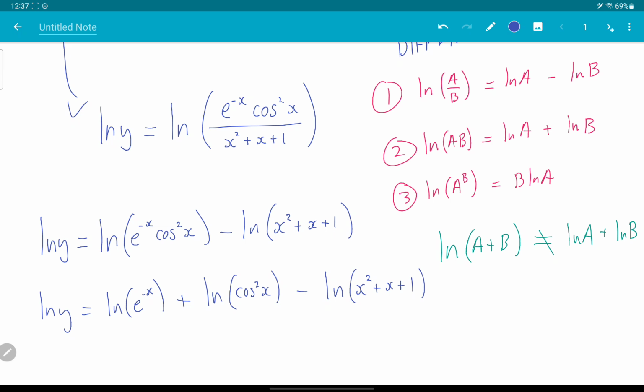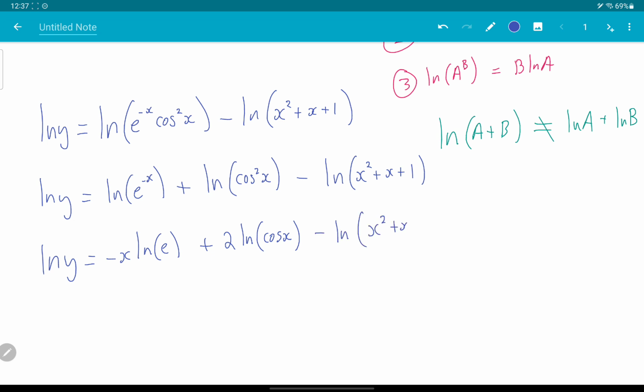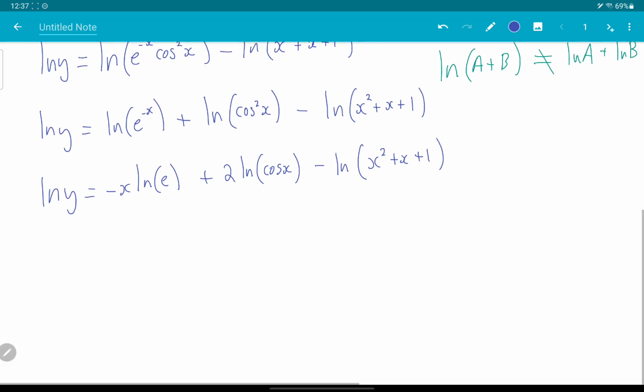Okay, next. Rule number 3, apply that here and here. The negative x comes down. Here, it's actually the power of 2. That's what cos squared means. It's actually a power of 2 coming down. And as I said with the last one, nothing to be done. Ln of e, what's that? You should remember that that is 1.